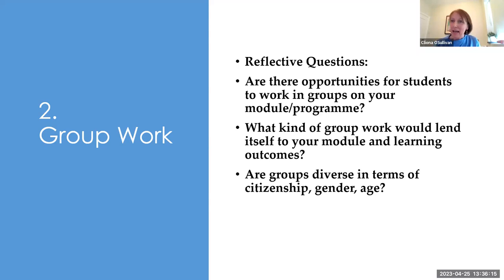Again, it can be informal discussions, conversation classes, role play, case-based scenarios, that sort of thing. So again, being mindful to engineer the groups so that the constituents within the groups are quite diverse.